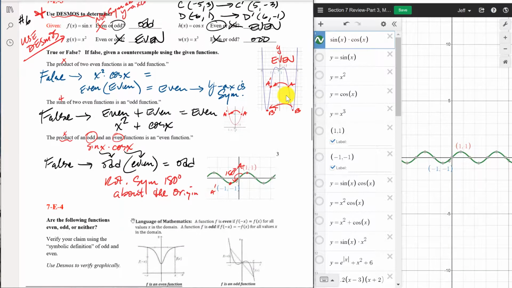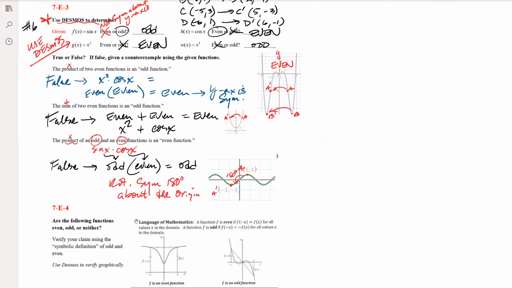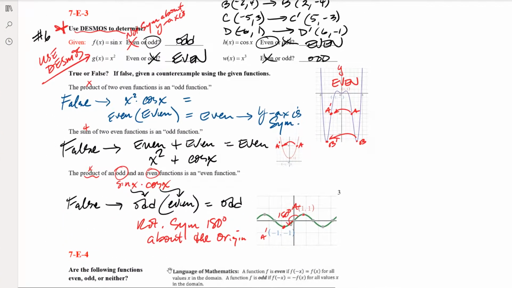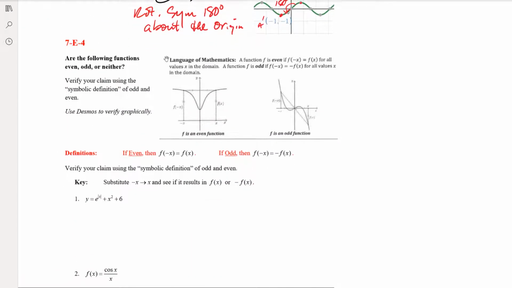So you're going to be using Desmos to explore and to find counterexamples. Kind of cool. We're just applying skills. So let's go further here. That's 73, let's jump into 74.